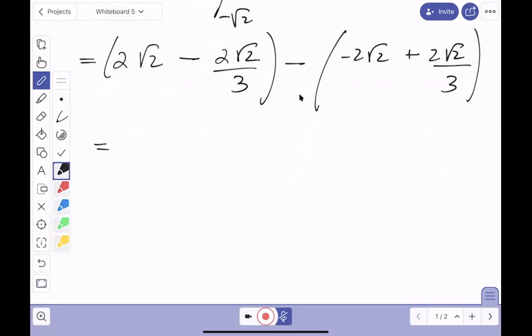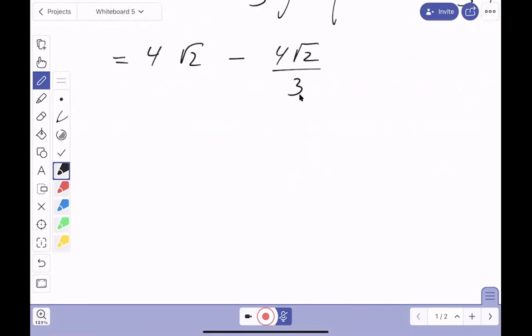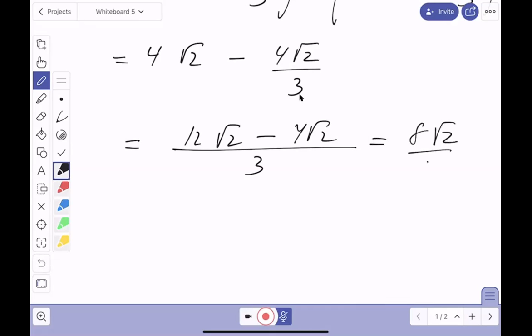2 root 2 minus, that's plus 4. And then what do we get? Minus 4 root 2 over 3. That's getting interesting. Common denominator 3, 12 root 2 minus 4 root 2, which is 8 root 2 over 3.